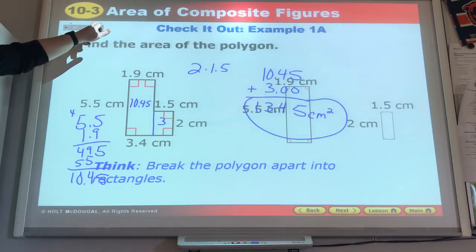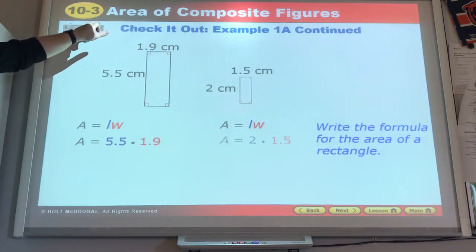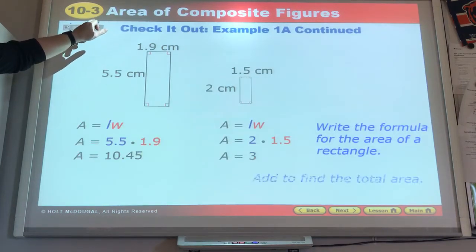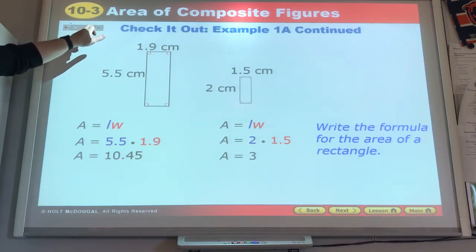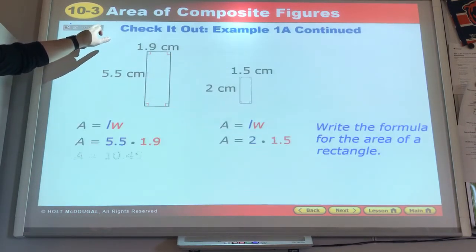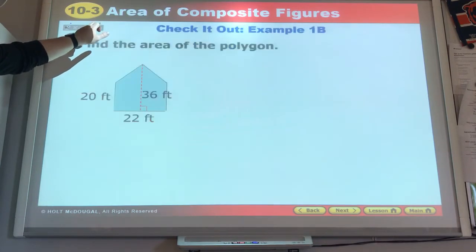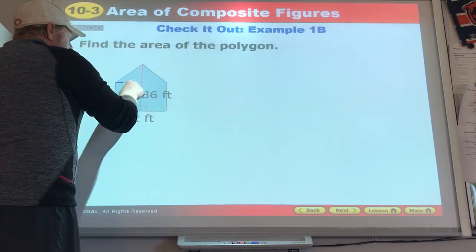You see the two rectangles they broke it apart into. Now they're going to do their math. Hopefully my math will match up this time. All right. 13.45. And we had 13.45. Hey, I got it right. Good deal. I can pass sixth grade math. All right. Here again. Ooh, these are my nemeses.